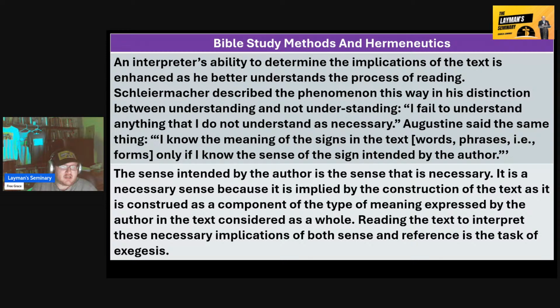An interpreter's ability to determine the implications of the text is enhanced as he better understands the process of reading. Schleiermacher described the phenomenon this way in his distinction between understanding and not understanding: I fail to understand anything that I do not understand as necessary. Augustine said the same thing. I know the meaning of the signs in the text, the words, the phrases, and forms, only if I know the sense of the sign intended by the author. The sense intended by the author is the sense that is necessary.